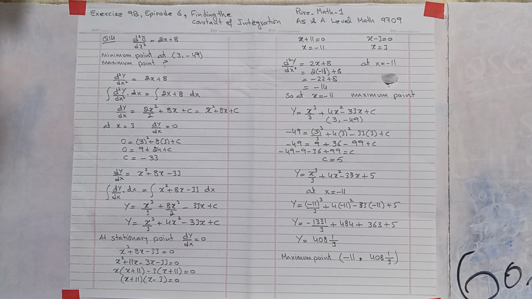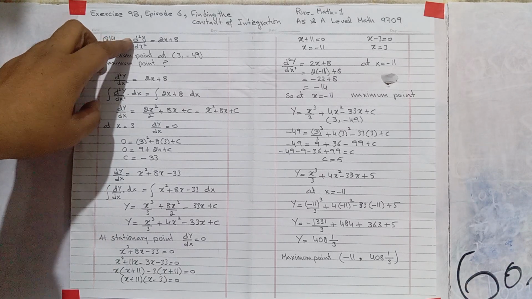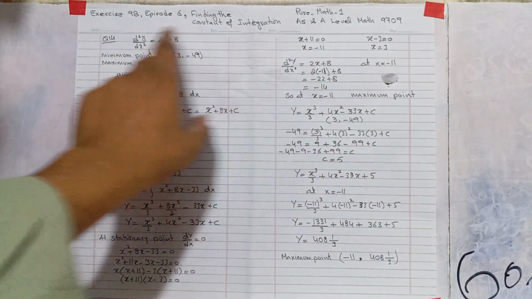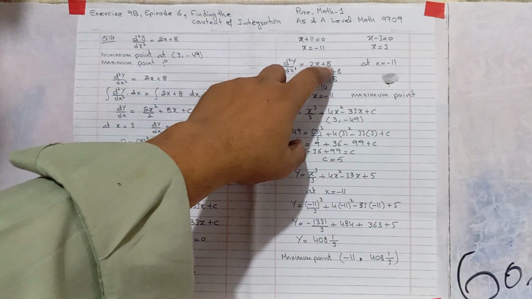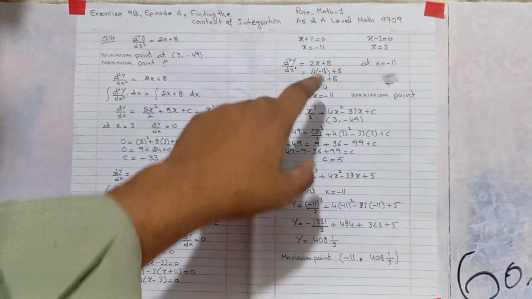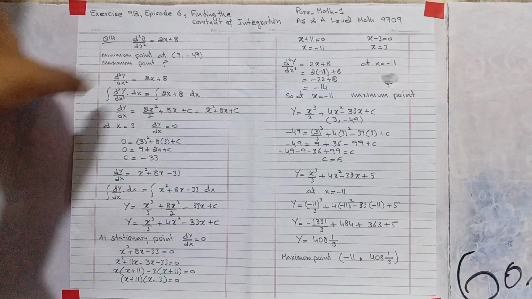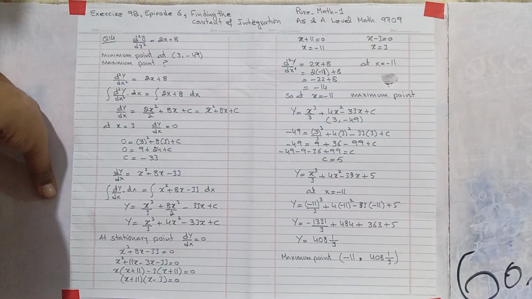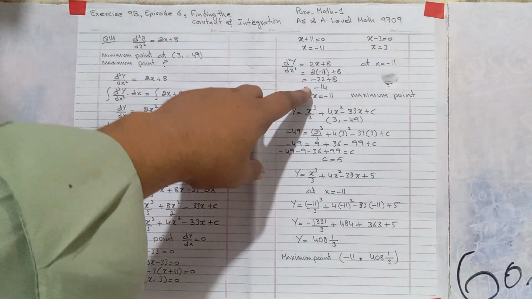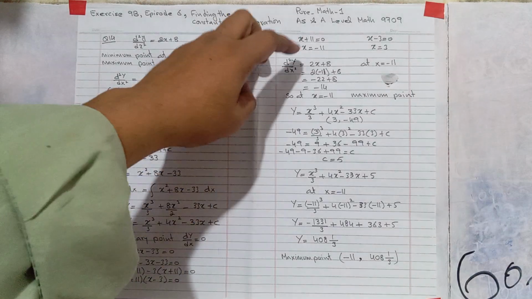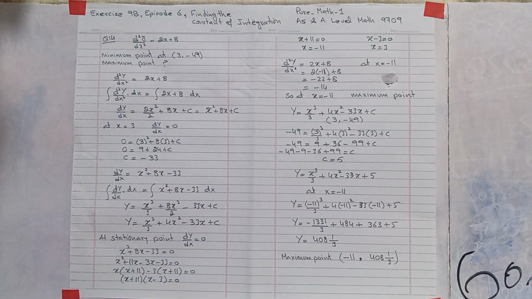So I will take the second derivative to find out the nature at this point. In the second derivative, which is given already, 2x plus 8, in the place of x I will put minus 11. So 2 times minus 11 plus 8, that's minus 22 plus 8, so it's minus 14, which is a negative number. So which means that this point will be a maximum point. Now I want to find out this point.